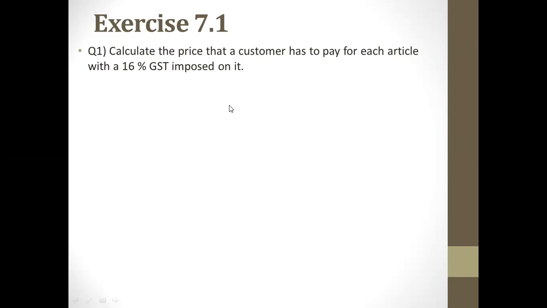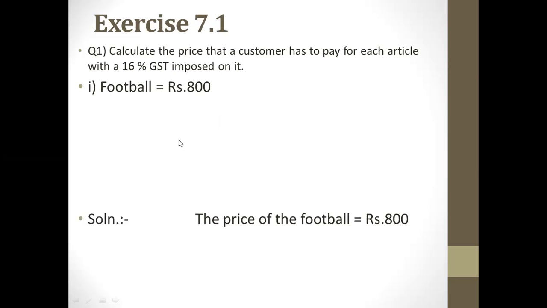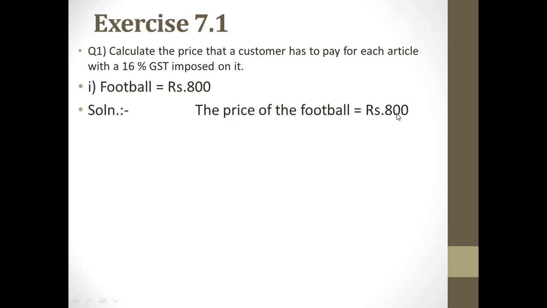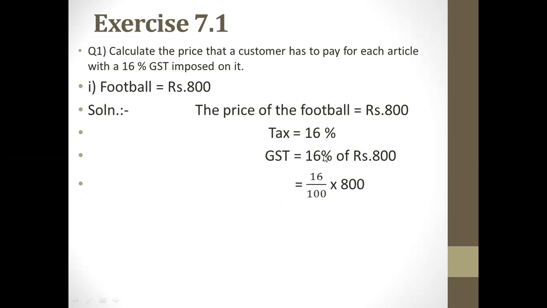So here in the first part, you have been given a football, rupees 800. The football's original price is 800. You have to find the total price you pay after including 16% general sales tax. GST is 16% of rupees 800. The percent sign means divide by 100. So 16 by 100, of means multiplication, 800. These two zeros cancel with two zeros. So 16 multiply 8, you get 128 rupees.